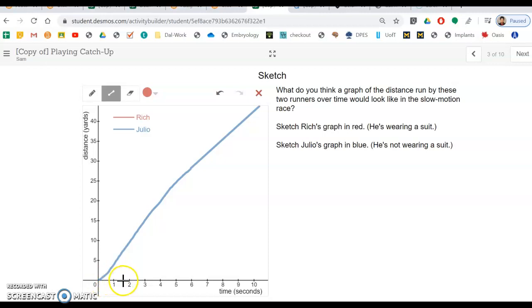So Rick started after a few seconds. You all noticed that, right? Let's say he started 2 seconds after Julio started. In that case, I think his line would be more like this. But what do you think? His speed is going to be the same as Julio's?